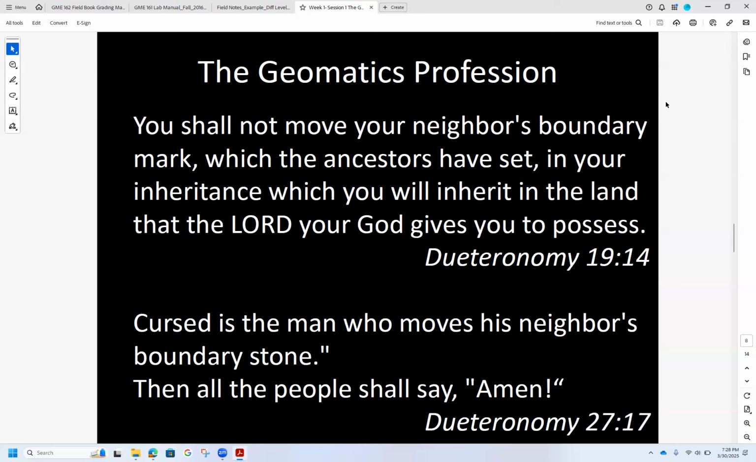So again, this is kind of the start, right? The ancient Egyptians used to mark different lines with rope and angles, using different angles to do this. So this is the start of what we now call land surveyor or professional land surveyor.